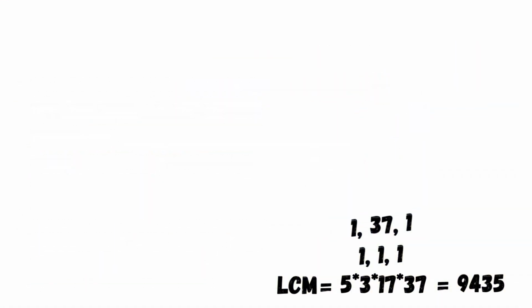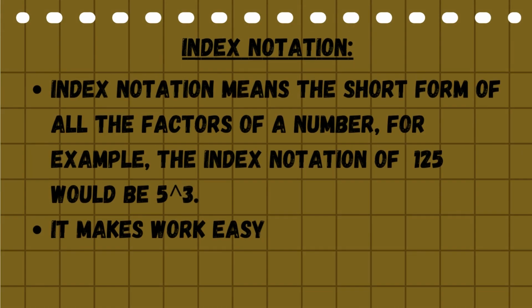One way to write all the factors in short form is through index notation. In this, we summarize all the numbers that are repeating by raising their power. For example, the factors of 125 are 5 into 5 into 5. However, this can also be written as 5 to the power of 3, making it simpler to understand.